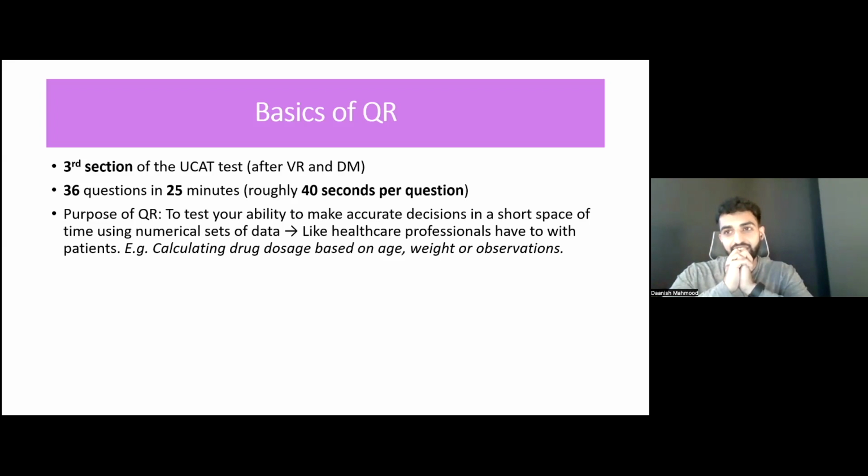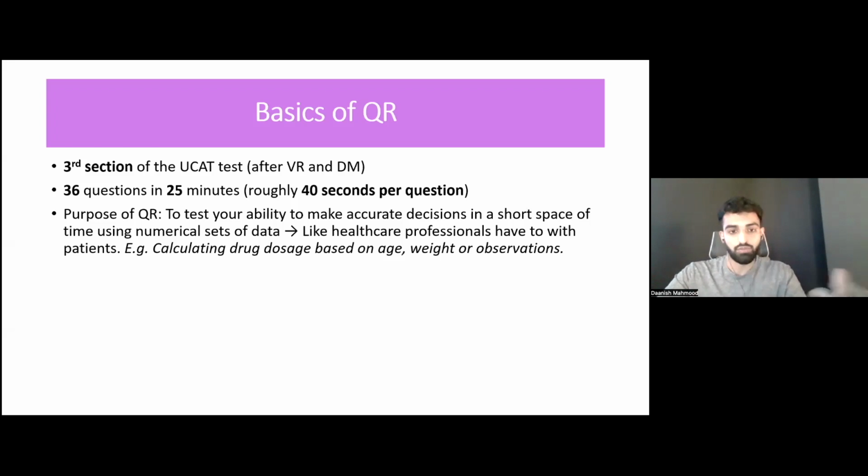And it does hold some relevance, and you'll probably realize it over the next few years, maybe when you get into med school, dentistry school. It's basically to test your ability to make decisions when you're tight for time. So the fact that you have 40 seconds to do these calculations kind of simulates the hospital environment.